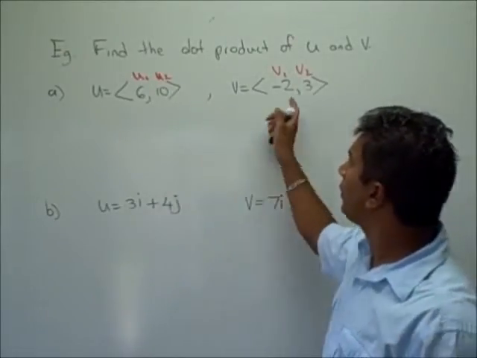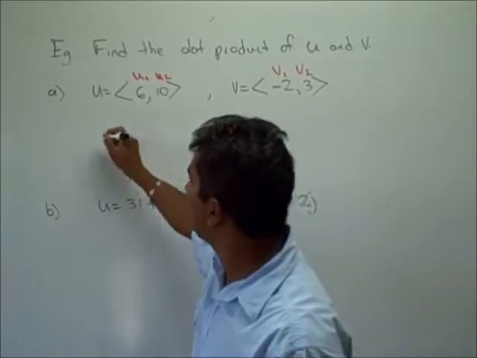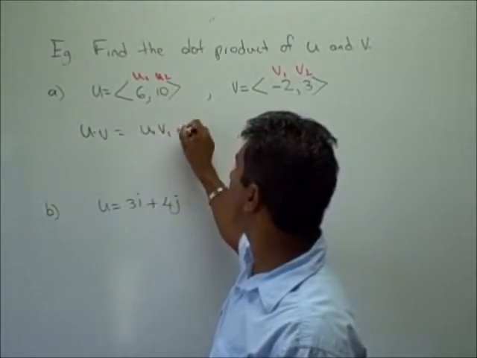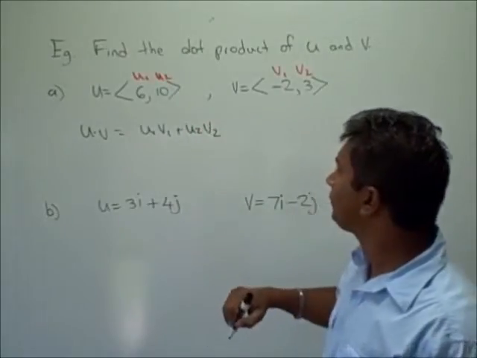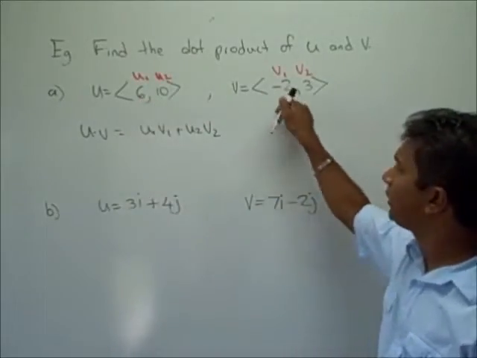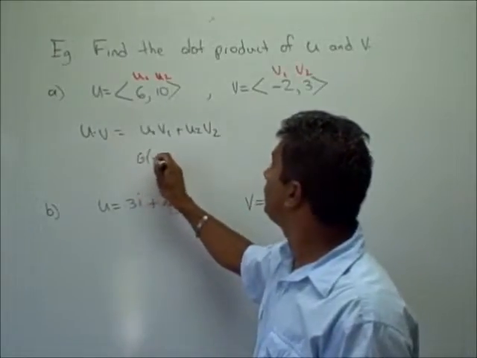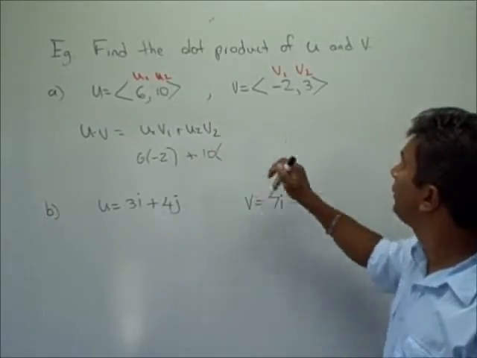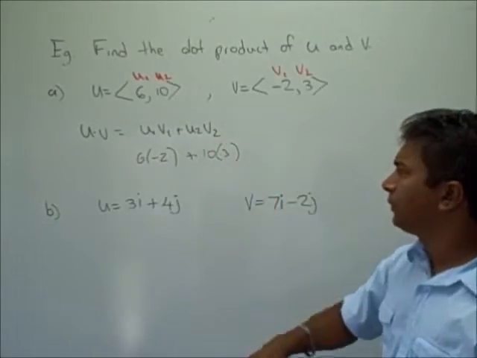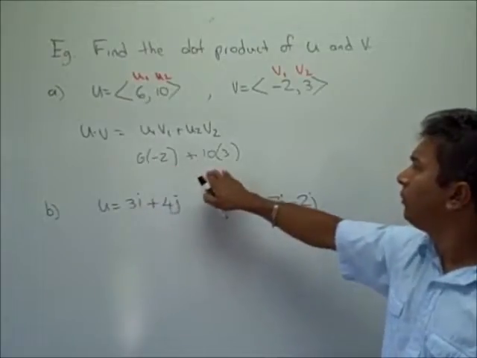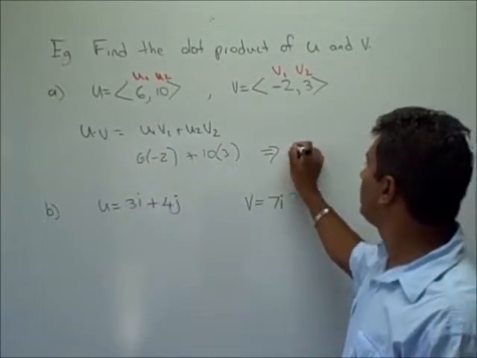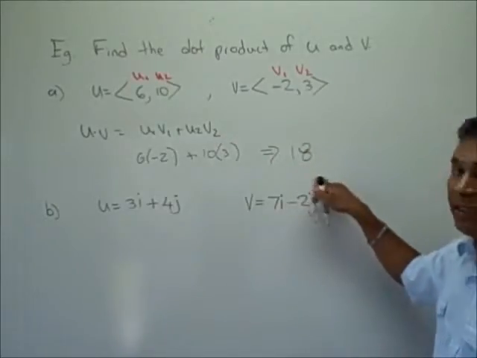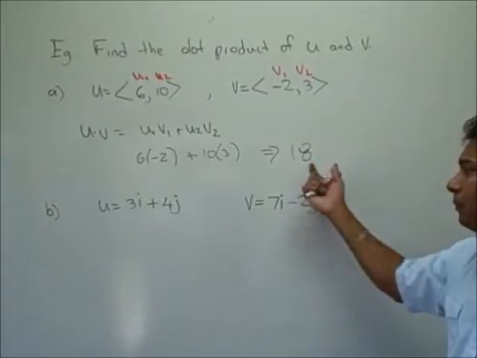We know the dot product of u and v is u · v = u1 v1 plus u2 v2. So this will be 6 times -2, or u1 times v1, plus u2, which is 10, times v2, which is 3. So this is -12 plus 30, which gives us 18. So the dot product of u and v here gives us 18, which is a scalar quantity.